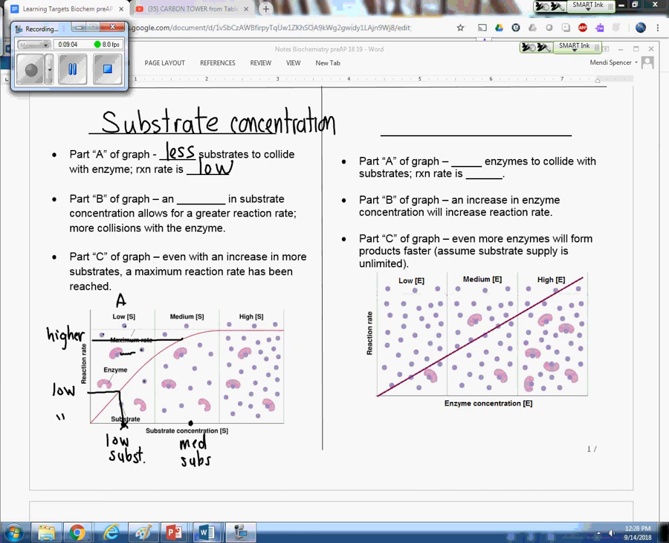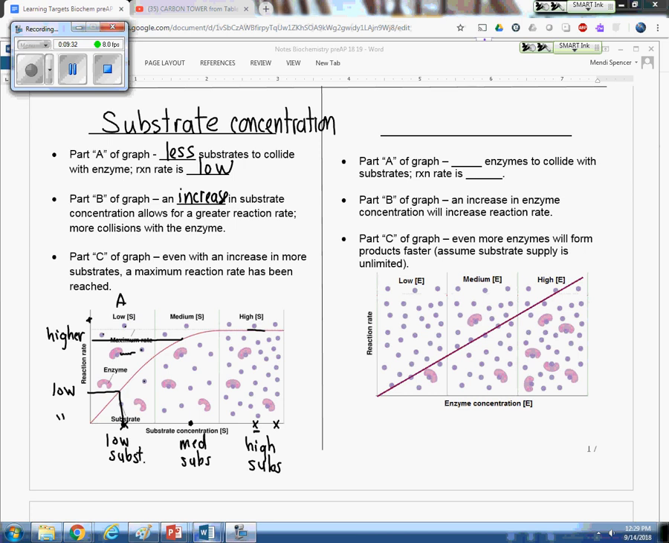So an increase in substrate concentration allows for a greater reaction rate because there's going to be more collisions with the enzyme to make the product. Now let's take a look at this last line, because here we can see we have a very high substrate concentration. And even if I go from this high level to even more, you can see I don't even speed it up. My reaction rate is going to stay whatever this number is right here.